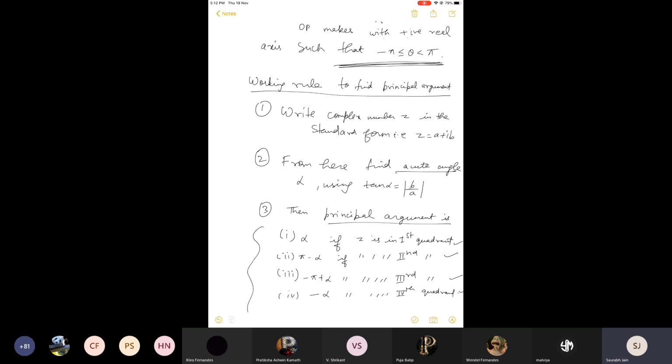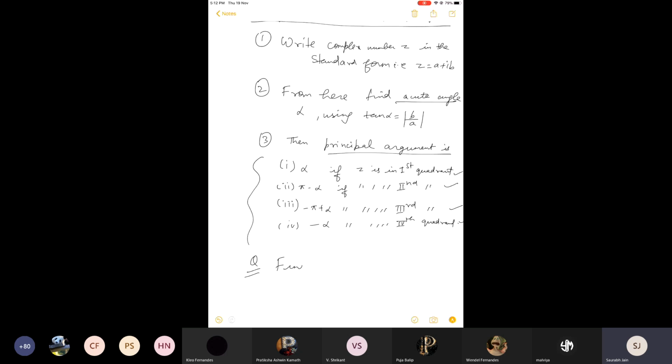To understand all this and later understand it graphically, let us quickly take an example. Find the principal argument of the complex number z equals 1 plus iota. Okay, this is the question. Let us match all these steps.